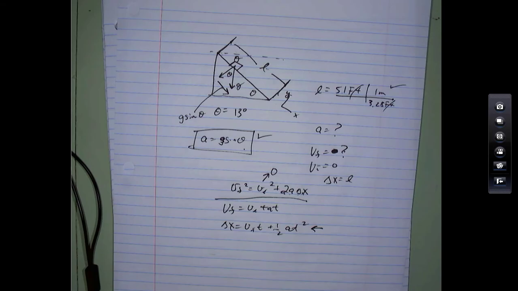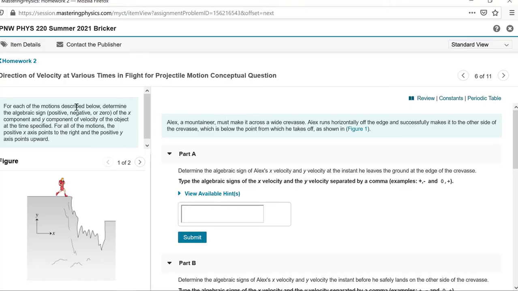Let's take a look at the next one. Okay, so for each of the motions described below, determine the sign, positive, negative, or 0, of the x component and the y component of velocity of an object at the time specified. For all the motions, the positive x-axis points to the right, and the positive y-axis points up. Okay, that's what we're used to.